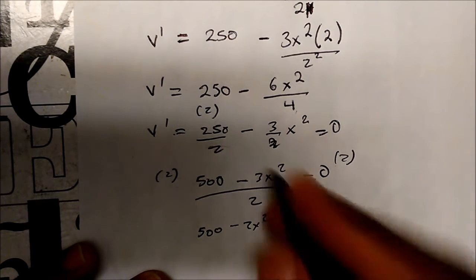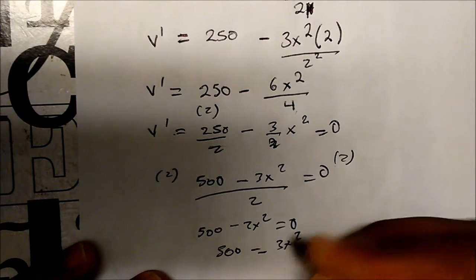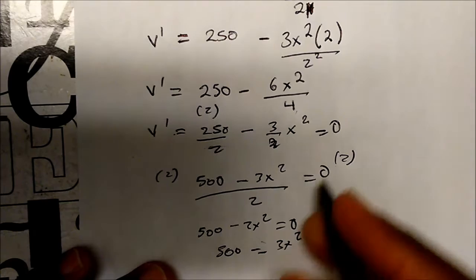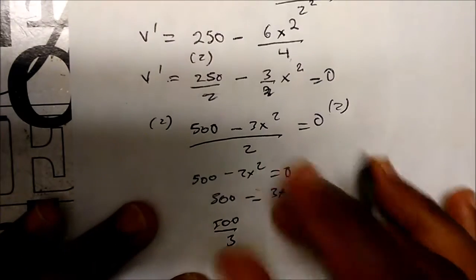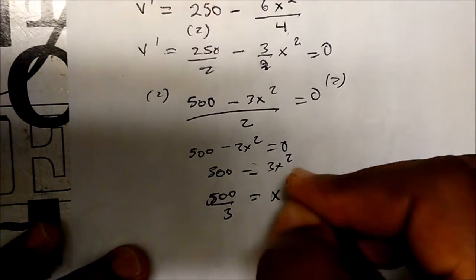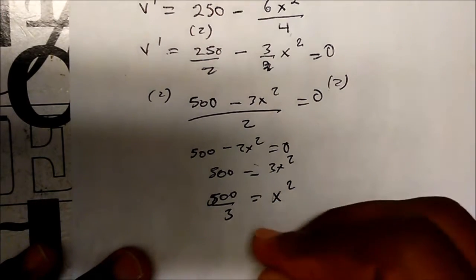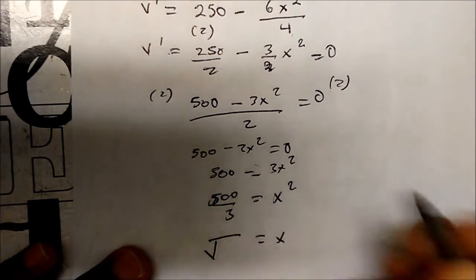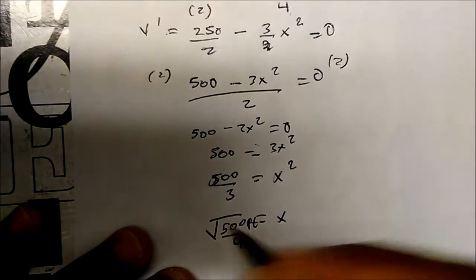Well, I can move this over here. So 500 is equal to 3x squared. Get rid of my 3. And so 500 divided by 3 is going to equal x squared. And now I just take the square root of both sides. And x is going to equal the square root of 500 divided by 3 feet, in units of feet. All right.